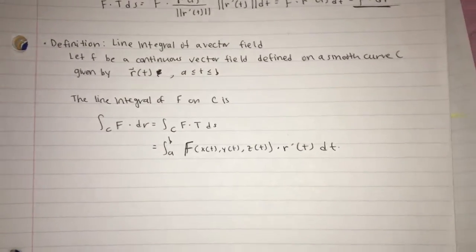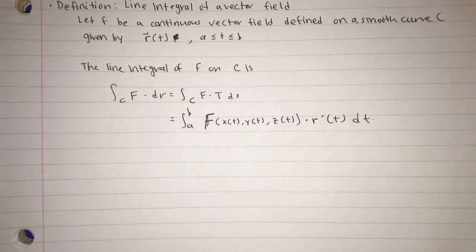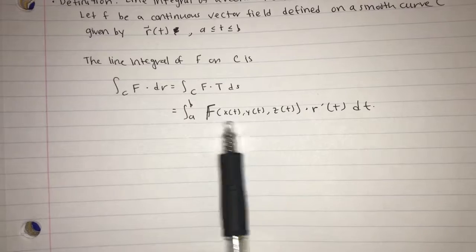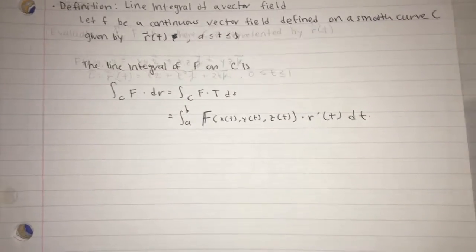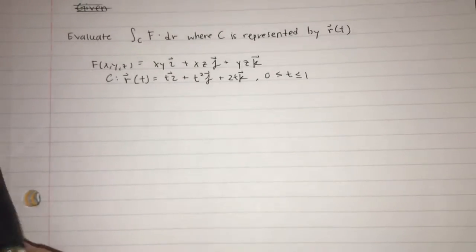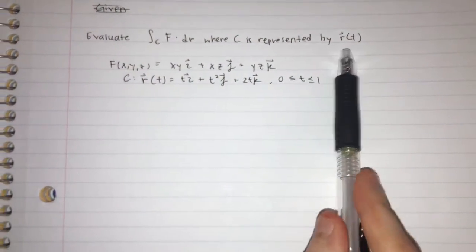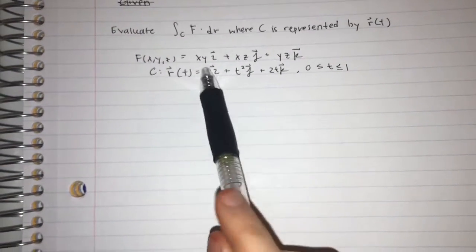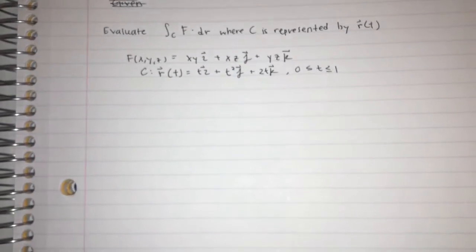The line integral of f on C can be found by basically putting in the bounds and integrating f of x(t), y(t), z(t) times r prime of t. So in this example, you're told to evaluate the line integral where C is represented by r of t, and the vector field is F = xy i + xz j + yz k.